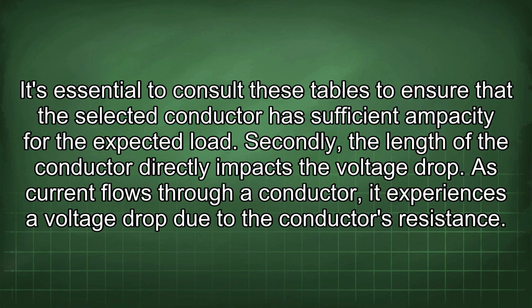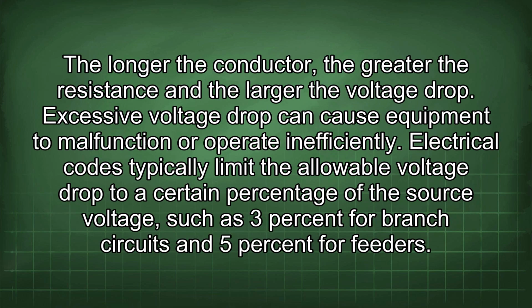Secondly, the length of the conductor directly impacts the voltage drop. As current flows through a conductor, it experiences a voltage drop due to the conductor's resistance. The longer the conductor, the greater the resistance and the larger the voltage drop. Excessive voltage drop can cause equipment to malfunction or operate inefficiently. Electrical codes typically limit the allowable voltage drop to a certain percentage of the source voltage, such as 3% for branch circuits and 5% for feeders.